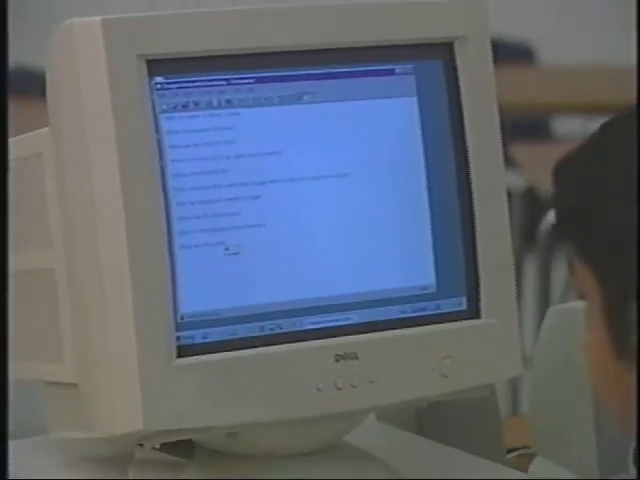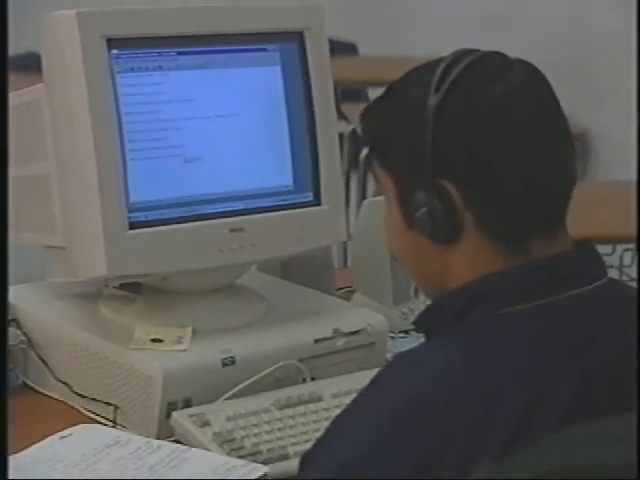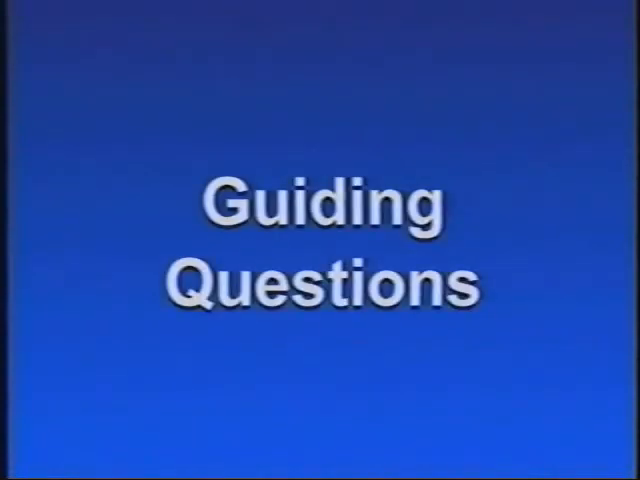Jesus is a student who makes use of assistive technology to perform and access the general education curriculum. As you watch him work, think about the following questions, and we'll discuss them together.